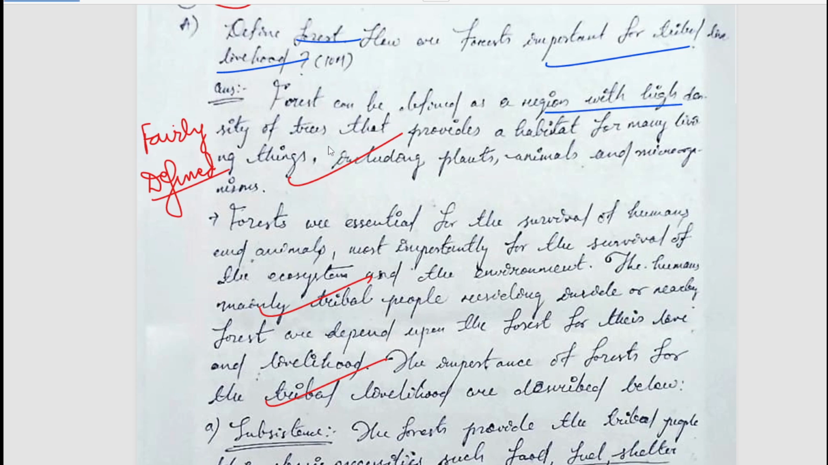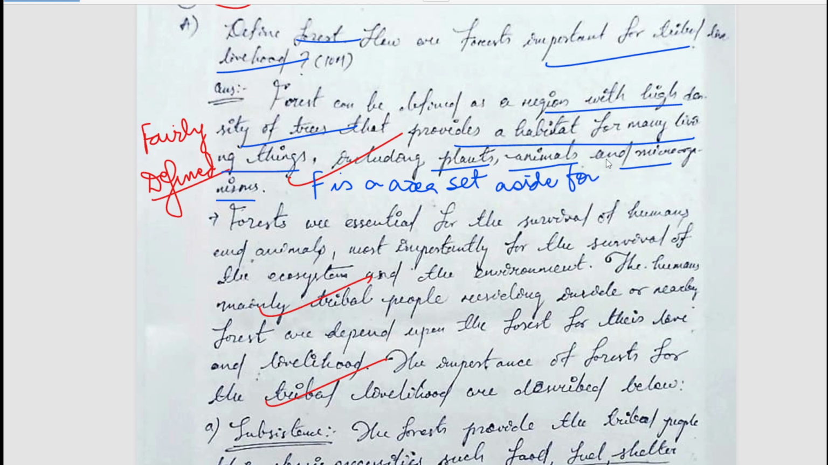Forest is defined as a region with high density of trees that provides a habitat for many living things including plants, animals and microorganisms. So, a fair definition, but a better definition as per forestry is: forest is an area set aside for production and management of timbers, other resources and other ecological benefits. This is the scientific definition of forest as per forestry. When you read different books of forestry, you will find this definition of forest. So I hope you understand this.